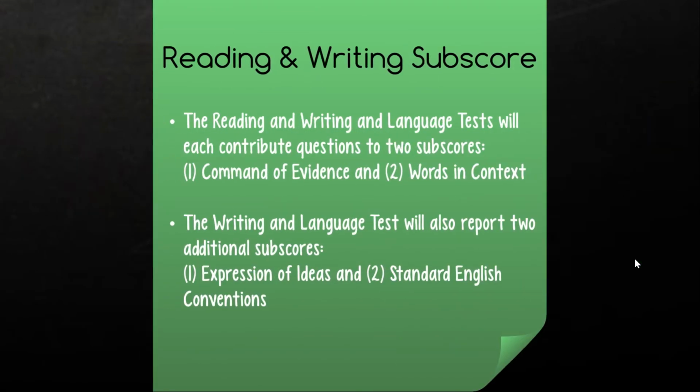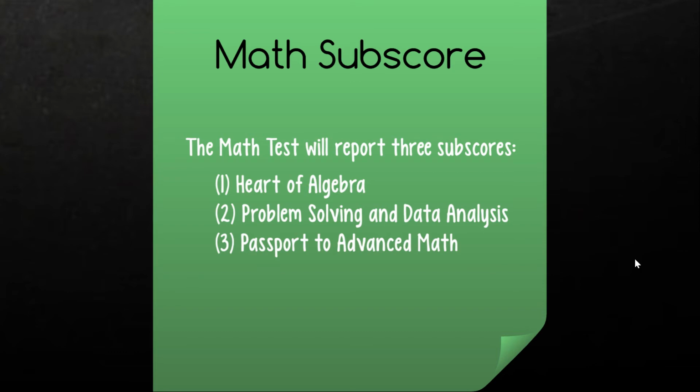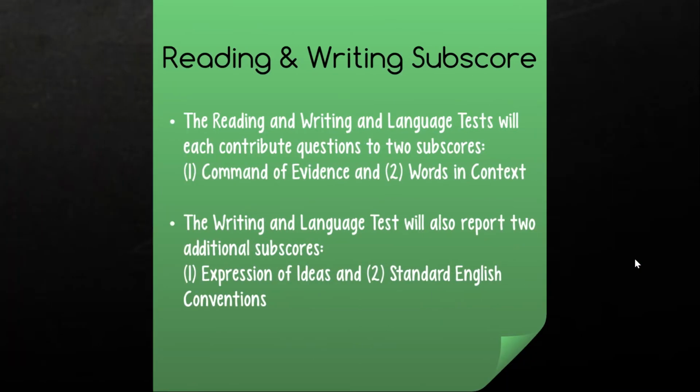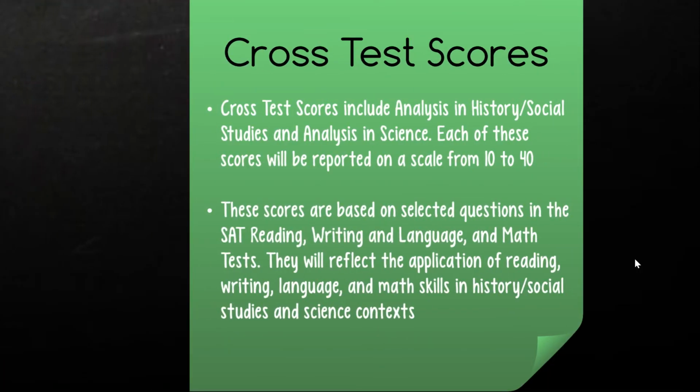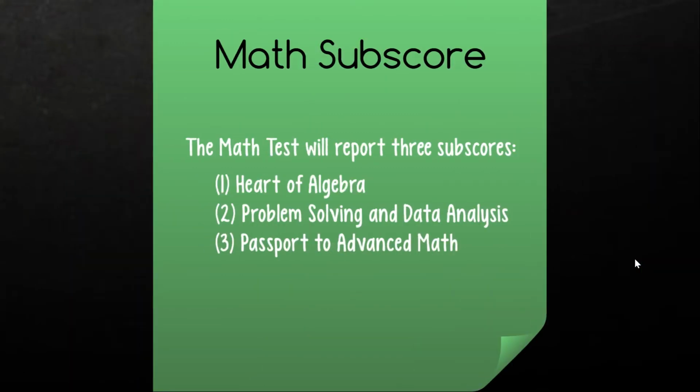Reading and writing subscore. Right? The reading and writing and language tests will each contribute questions to 2 subscores, command of evidence and words in context. The writing and language test will also report 2 additional subscores, expression of ideas and standard English conventions. Now this is just a way for us to explain to the students what each category is talking about, like how to interpret each category on the breakdown of the SAT.